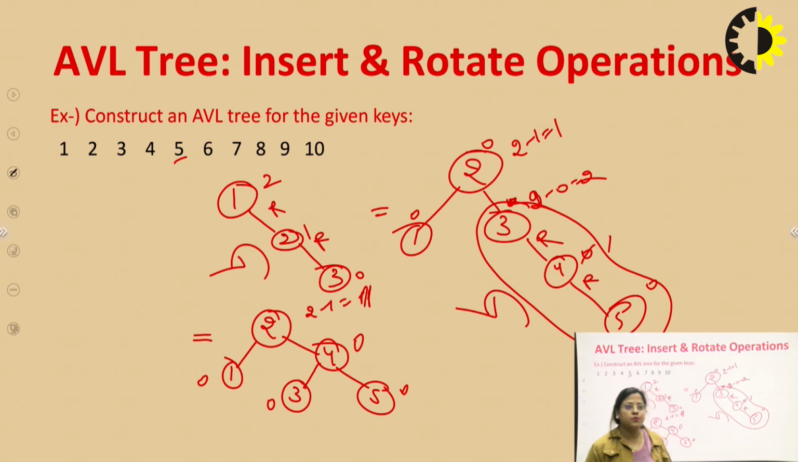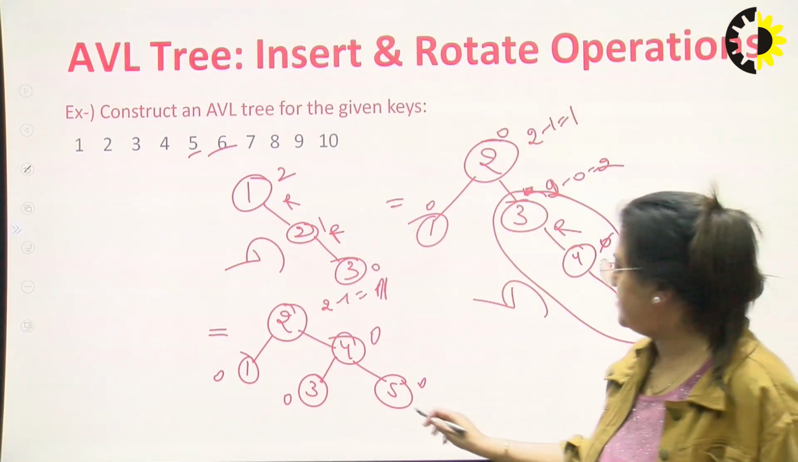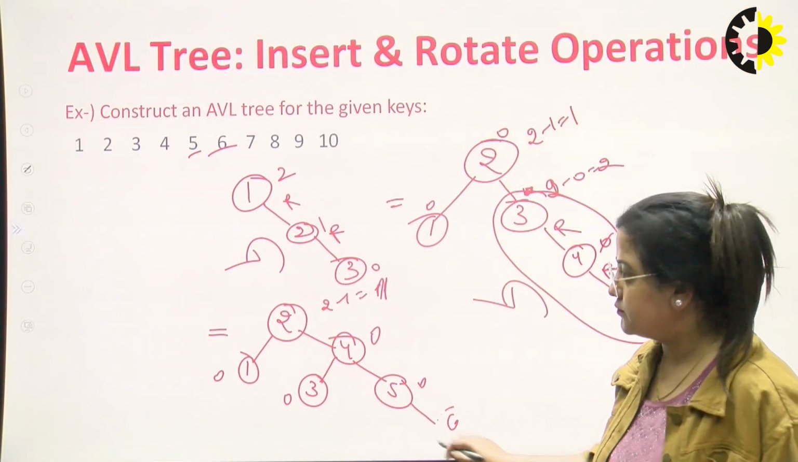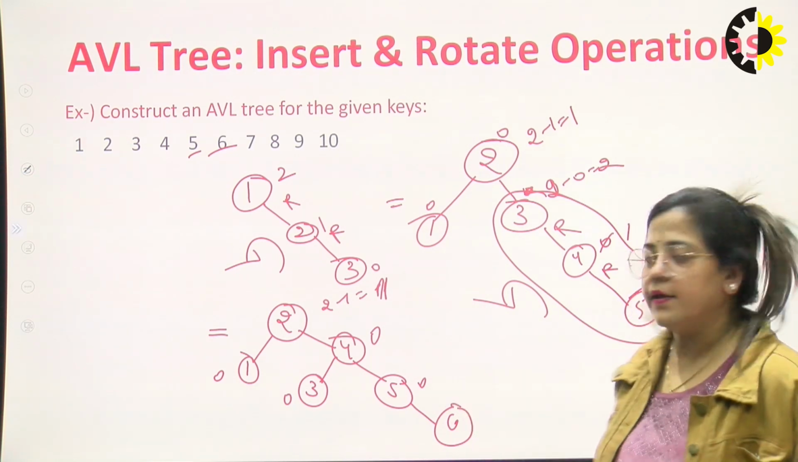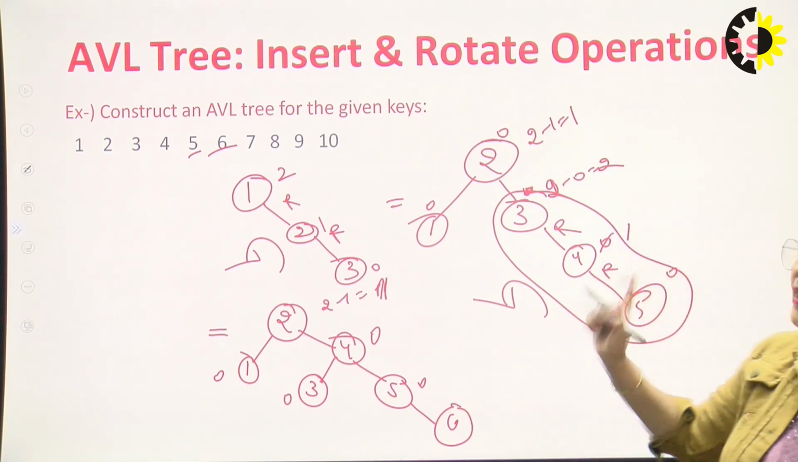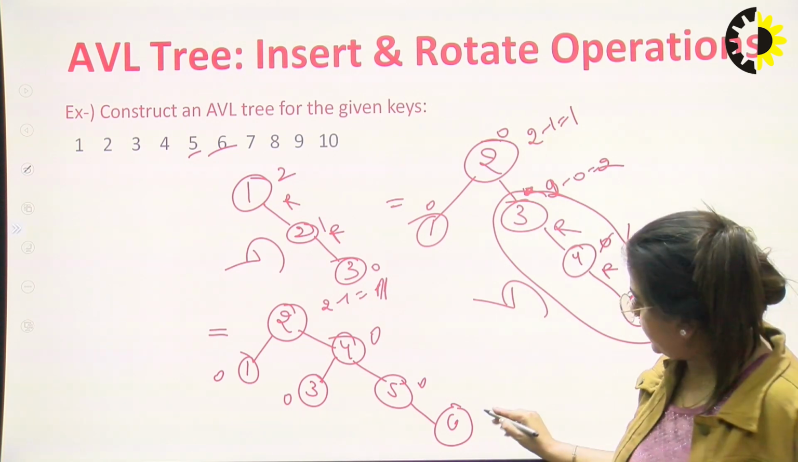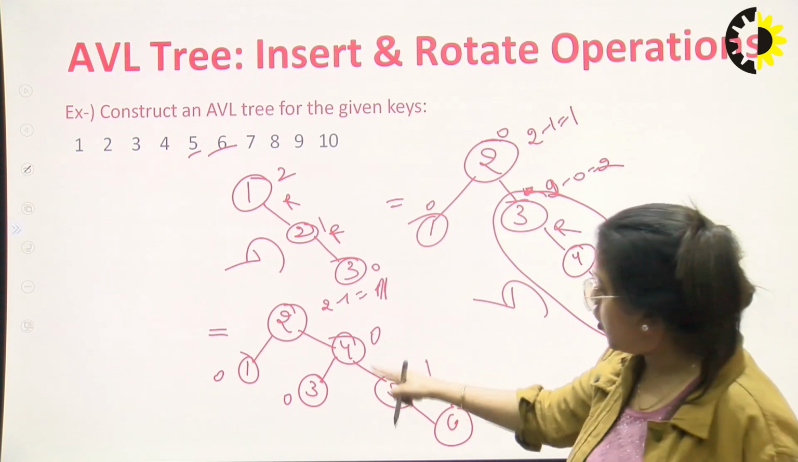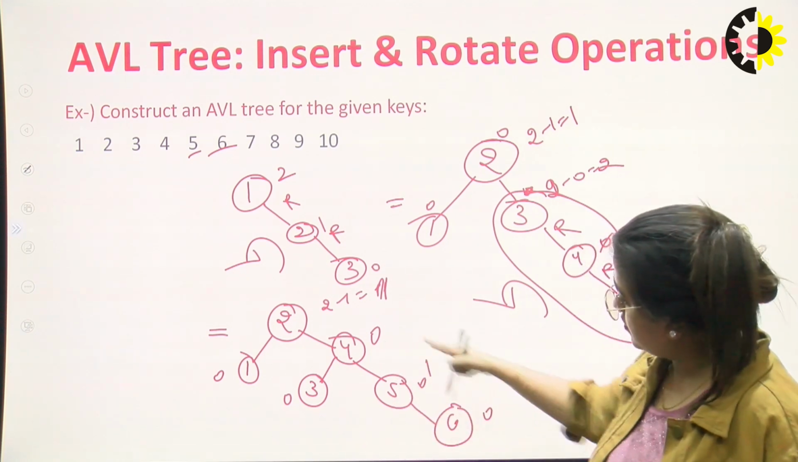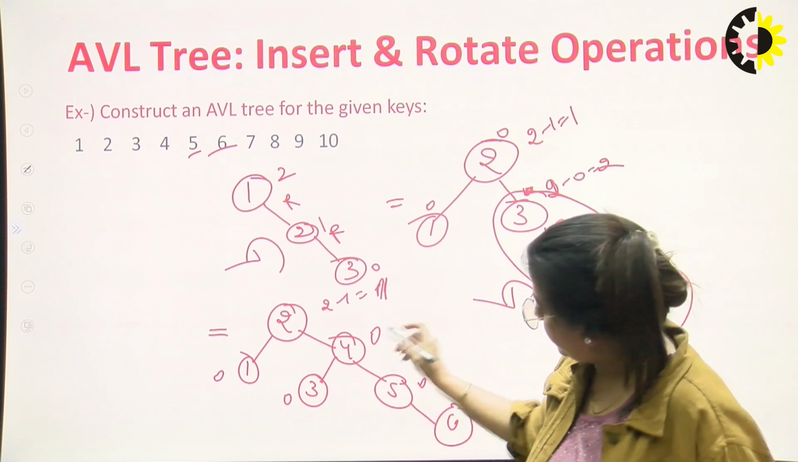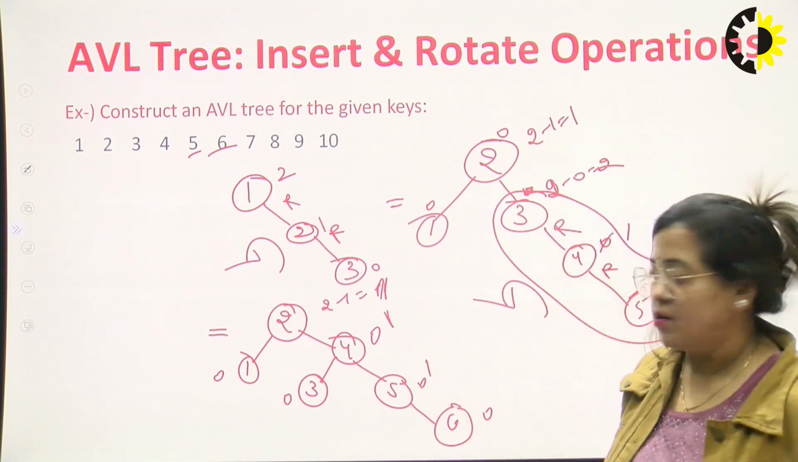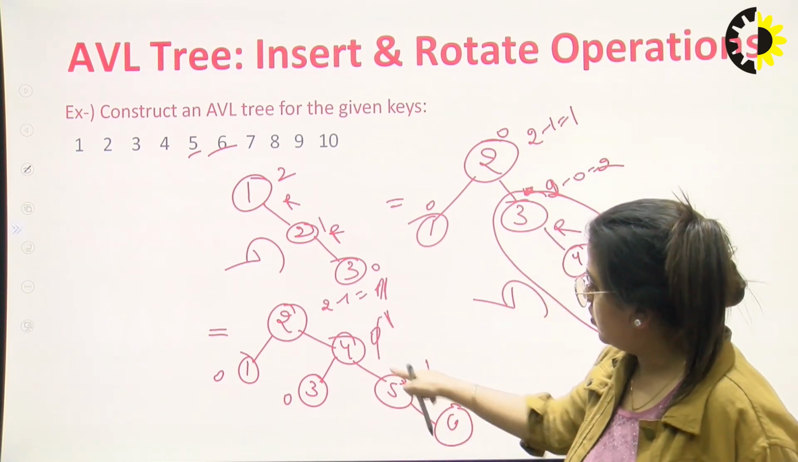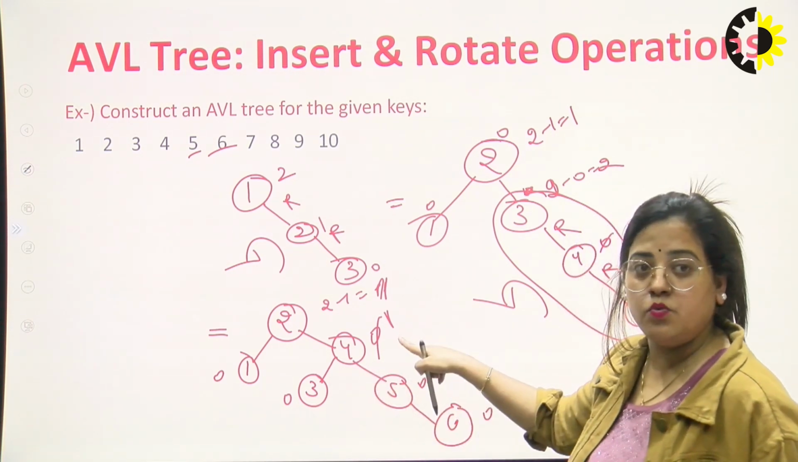Now comes to the next point, that is 6. Now comes to 6, where will it come? Here. So here also it comes. Now check again balance factor one by one. It is 0. It is 1, but according to this, here we use what? Sorry, it is also 2 minus 1, 1. Because 2 minus 1 is 1.